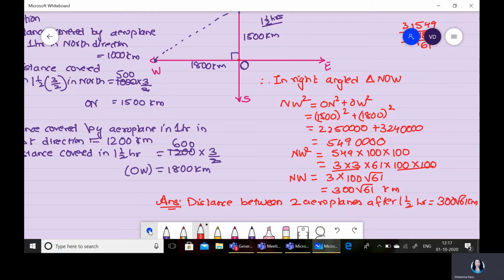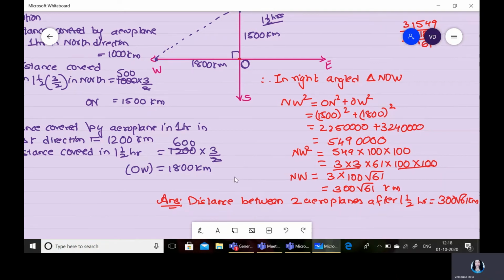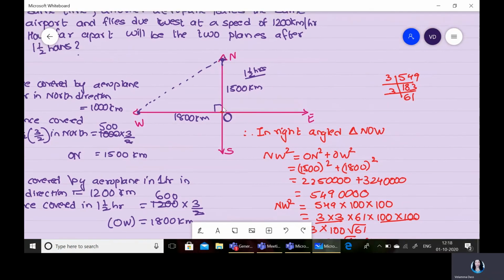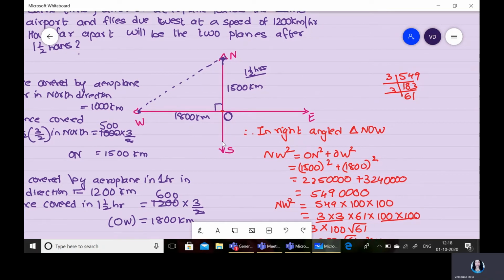I hope this question you have understood. It is just a simple Pythagoras theorem. So the first thing we have to do is interpret the diagram. Once we interpret the diagram, then it becomes very easy. So we know in this direction the speed was given as 1 kilometer per hour, so we have found out the distance covered in 1.5 hours. Similarly, in the west direction, the distance covered by the aeroplane in 1.5 hours, and then this simple Pythagoras theorem, and we got it.